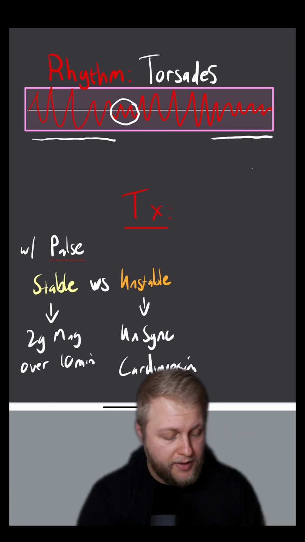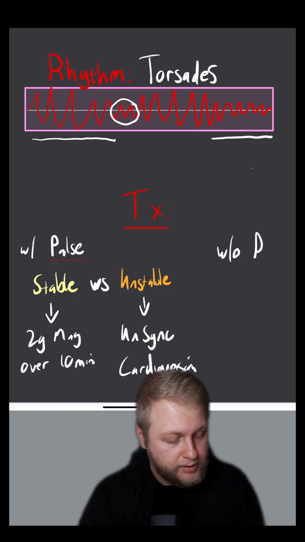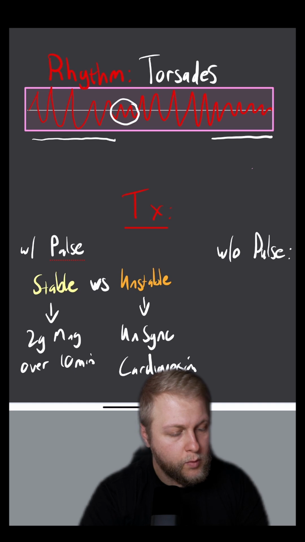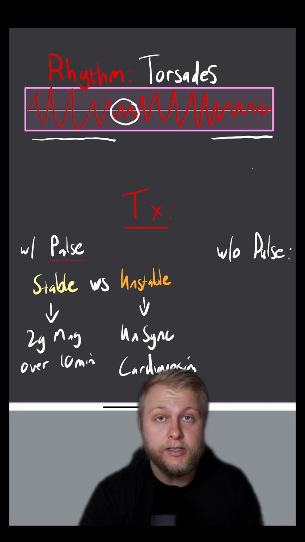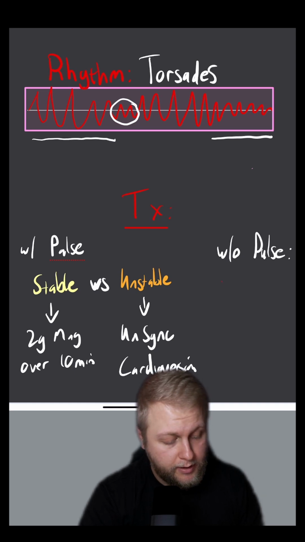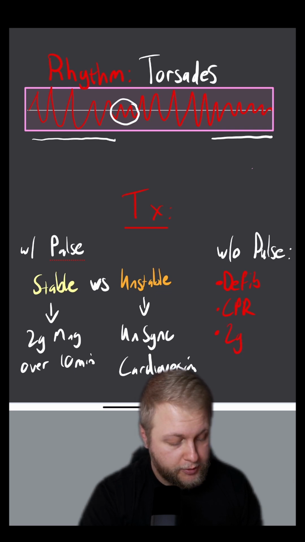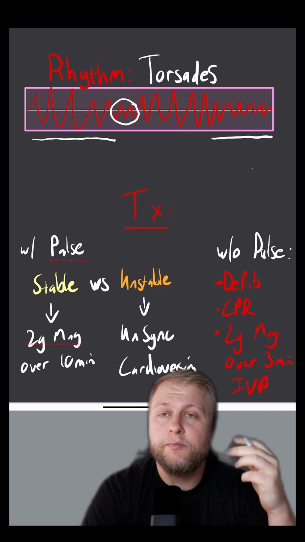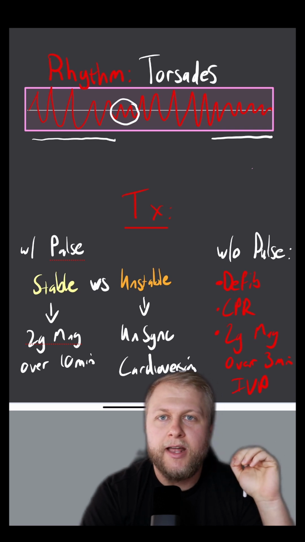Okay. All right. Now let's talk about if they do not have a pulse. Without a pulse, so what are we looking at here? Well, without a pulse, we're just going to go straight to a defib. So we're going to do defib, chest compression, CPR, and then we're going to do push dose magnesium. So 2 grams mag over 3 minutes, IV push. All right, so you're just going to push magnesium, you're going to defib them, and you're going to start compressions, okay?